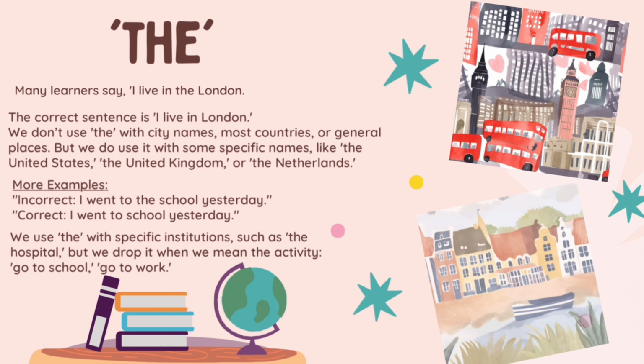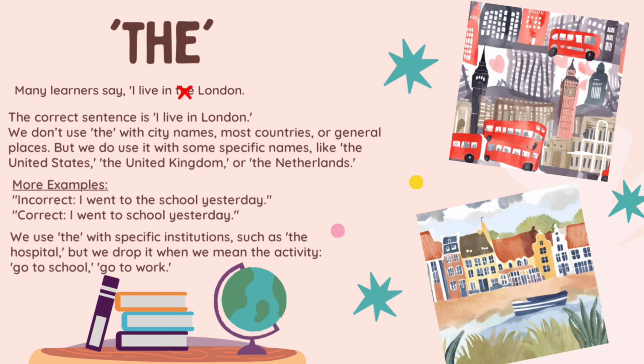Let's kick things off with one of the trickiest little words, the. This tiny word causes a lot of confusion for learners. Often people use the when they don't need to, or forget to use it when they should. For example, many learners say, I live in the London, which is actually incorrect. The correct sentence is, I live in London. We don't use the with city names, most countries, or general places. But we do use it with some specific names, like the United States, the United Kingdom, or the Netherlands.